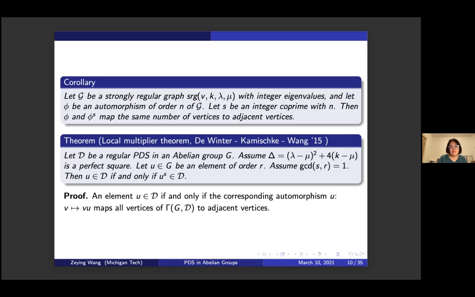Now, this result gives us a very good grip on the elements. Here it says, if you know one element in a set, now you know a whole set of them, all right? So suppose my group element u of order 7 is in D, then what we can say is u squared, all the way up to u to the 6, will also be in the set, all right? So it tells us a lot of information corresponding to this element. That's why we call it the local multiplier theorem, right?